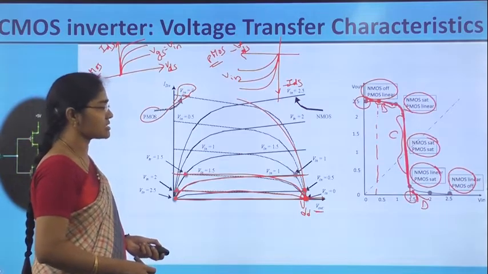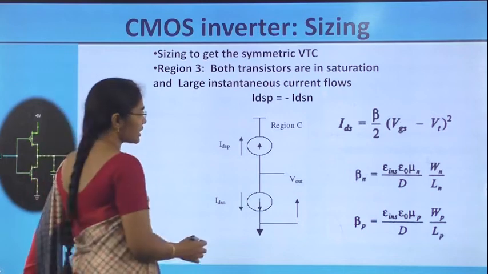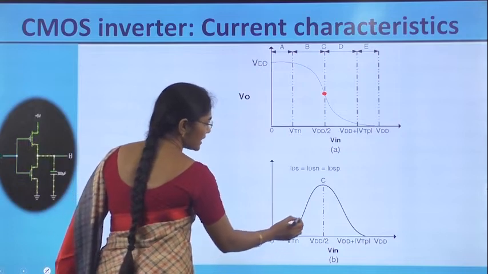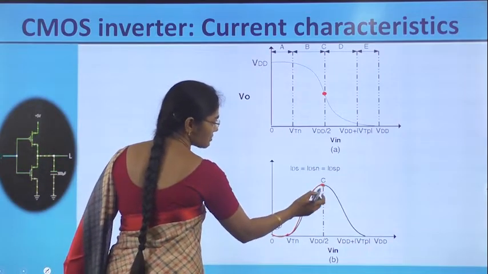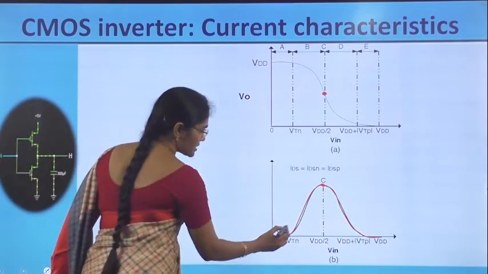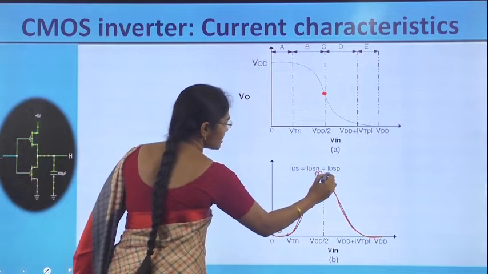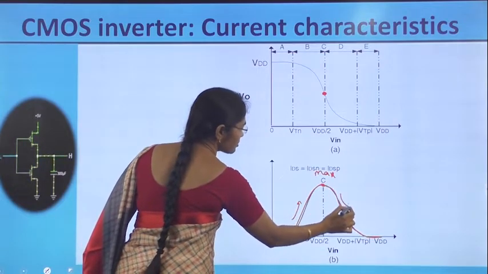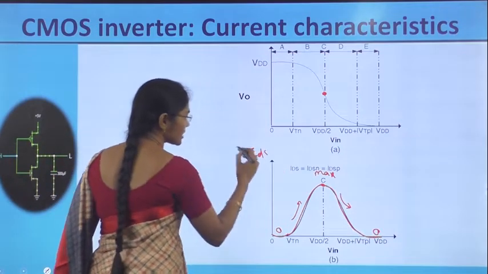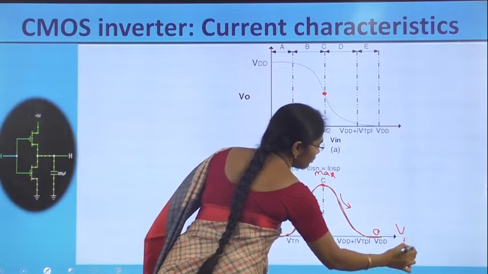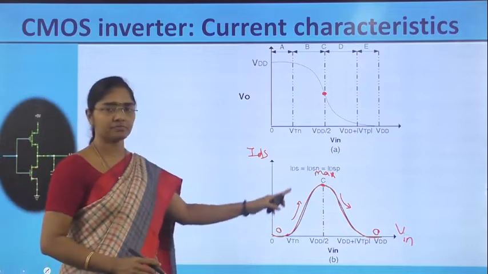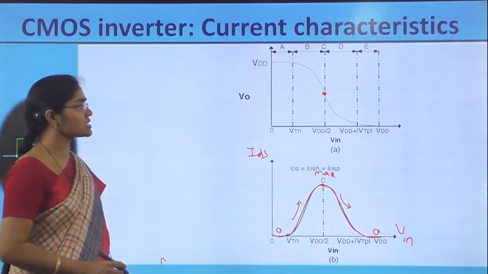That is represented as a graph of the current. The current in region A is 0, then it slightly increases and reaches a maximum in region C, then it reduces, and in region E it reaches 0 again. So that is the current characteristic with respect to the Vin value. This is the current characteristic in the CMOS inverter circuit.